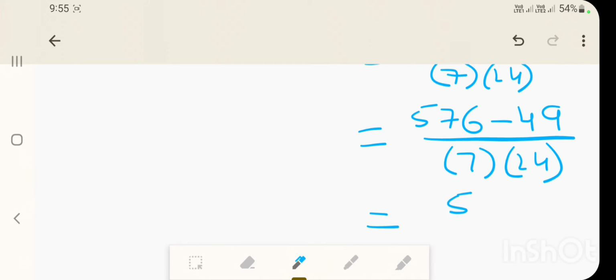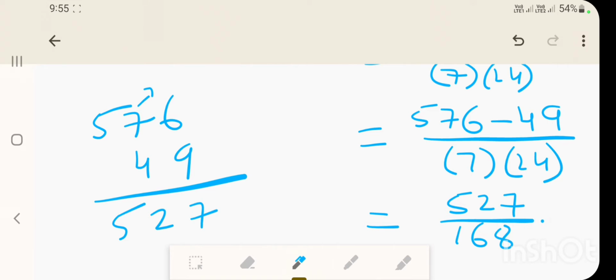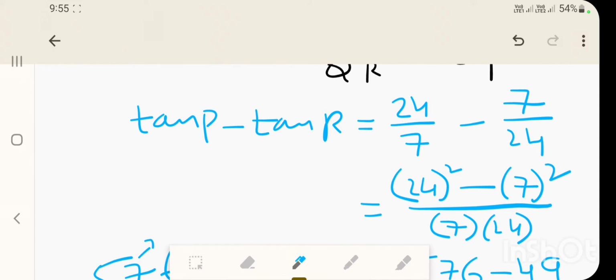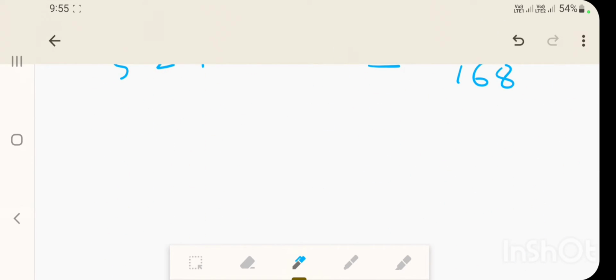500, and if you want you can do the subtraction. 576 minus 49, 16 minus 9, that is 7. You have taken a carry, so here we have 6. 6 minus 4, 2, and 5 will be left, so we get 527 divided by 7 into 24, we get it as 168. So this is the final answer, that is tan P minus tan R. Okay, this is one of the expected questions which can be present in S7 or similar to this.